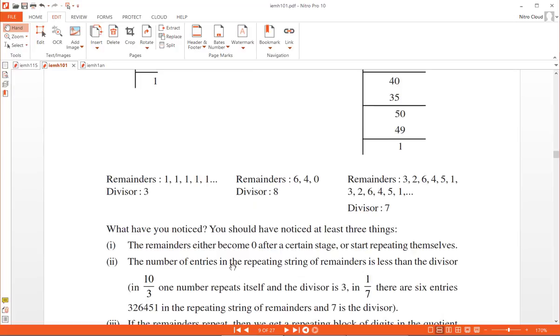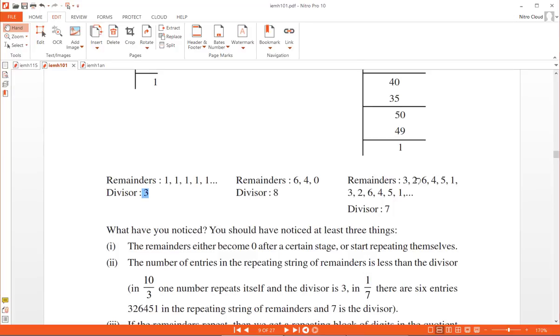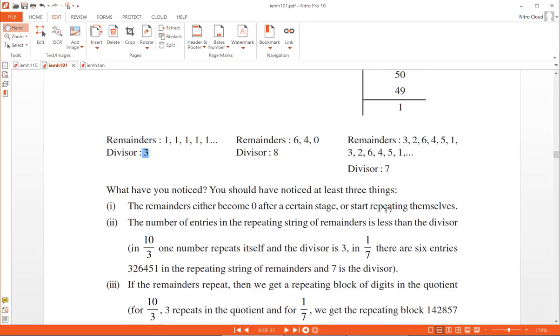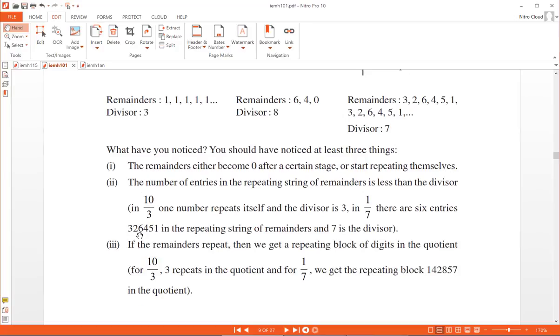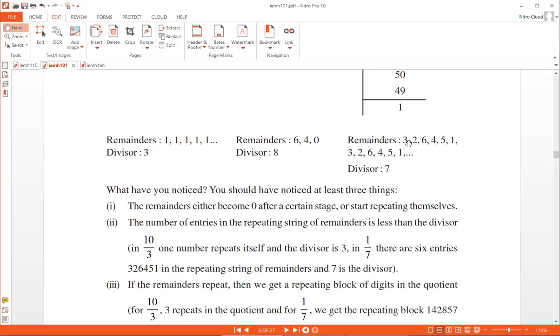And you will also observe another thing. Here the repeating string is just one number. It is less than the divisor. Here the number of remainders which are repeating are 6, and it is again less than the divisor 7. So there are two very important takeaways from this. The first takeaway is that the remainder either becomes 0 or after a certain stage it starts repeating itself. The second takeaway is that the number of remainders that I have will always be less than the divisor.